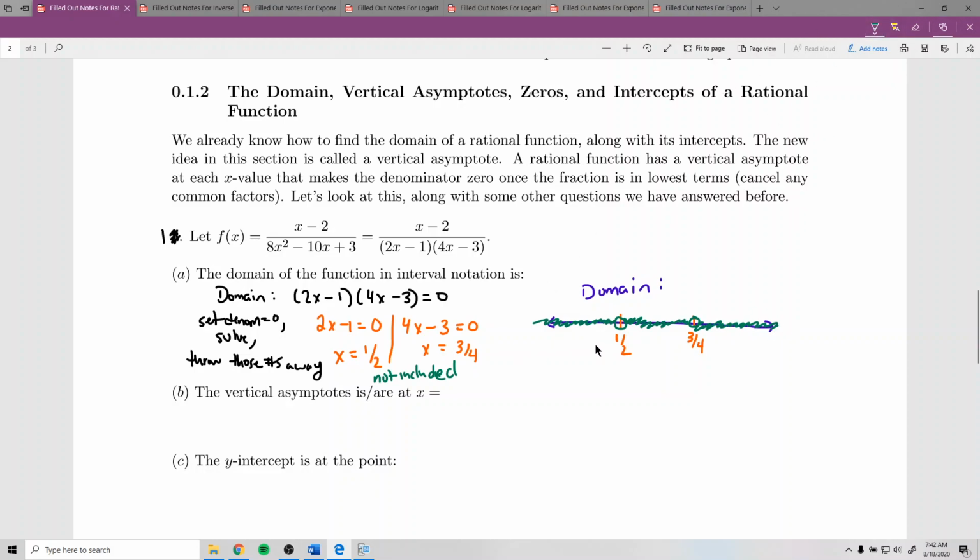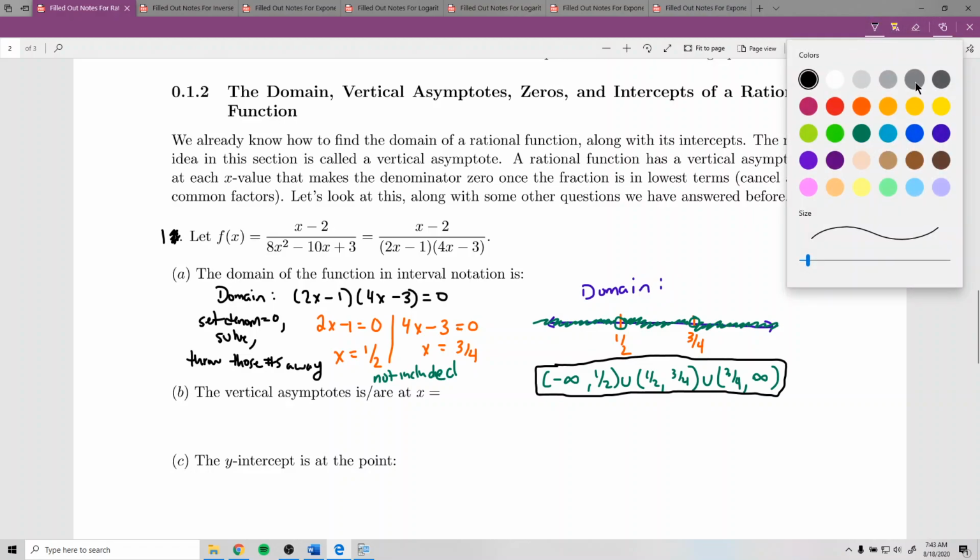And the way we write this in interval notation, the left interval is negative infinity up to 1/2, it's not included, so it gets a parentheses. Union, parentheses, 1/2 to 3/4. Don't forget about the middle. Union, 3/4, and it goes right forever to infinity. And hopefully that looks familiar. We've seen this before in a couple sections earlier in the class. We've had a lot more practice with interval notation now. That is our domain.